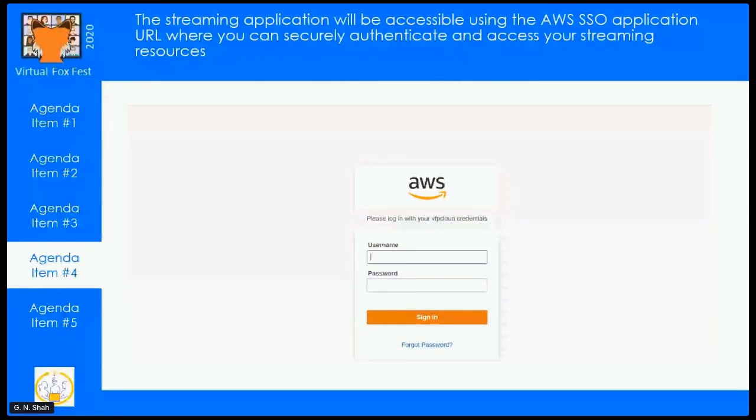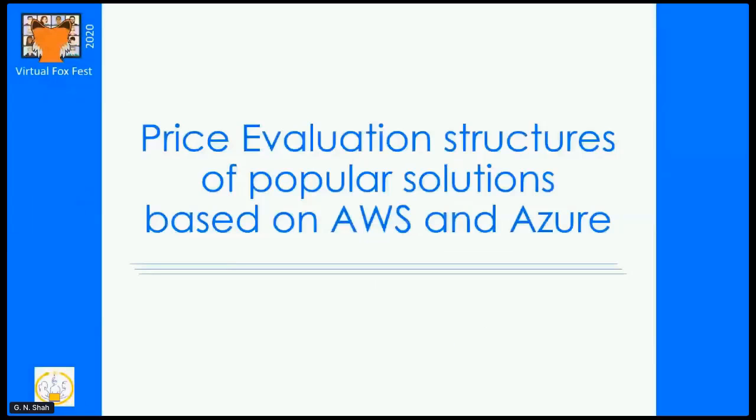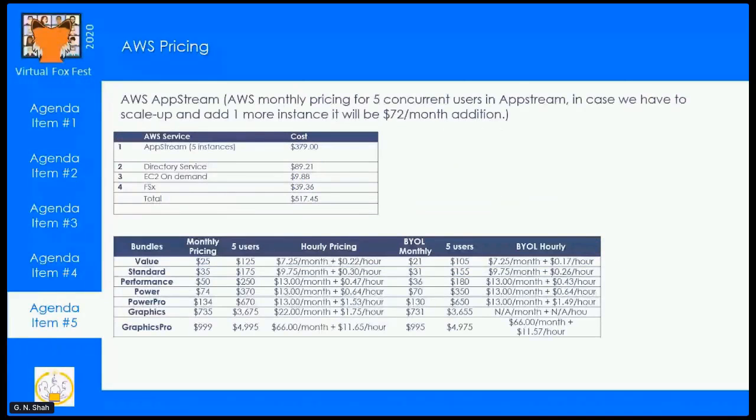So let's talk a little bit about the pricing structure for these applications. We calculated based on your standard instance, and if you're setting up concurrent users, AppStream charges based on the concurrent users you are using on the AppStream side. So if you have 5 users and an instance, you have to pay $379 for 5 users per month. It includes all their services. EC2 does not have any hidden charges.